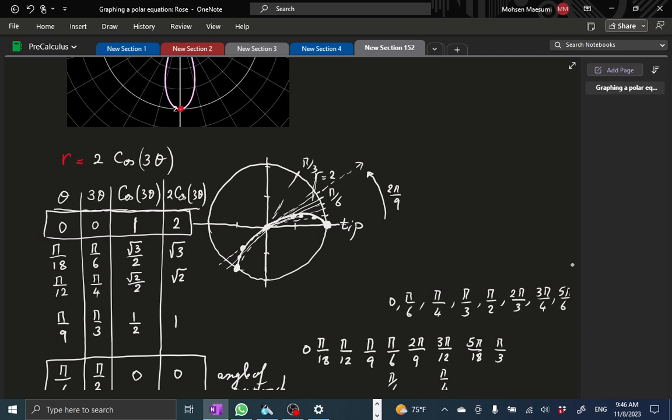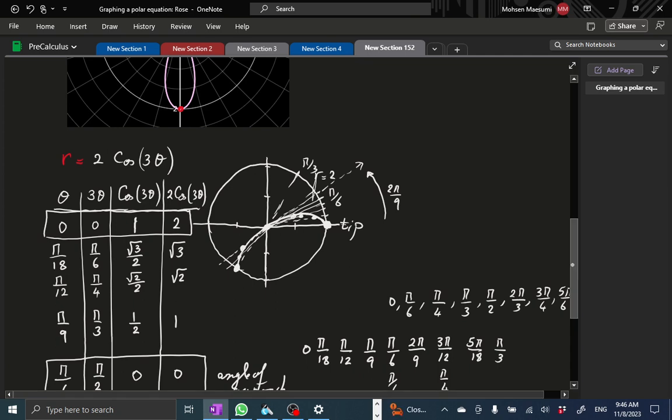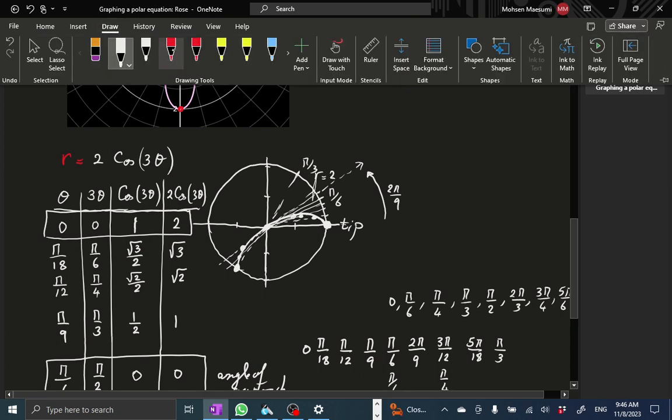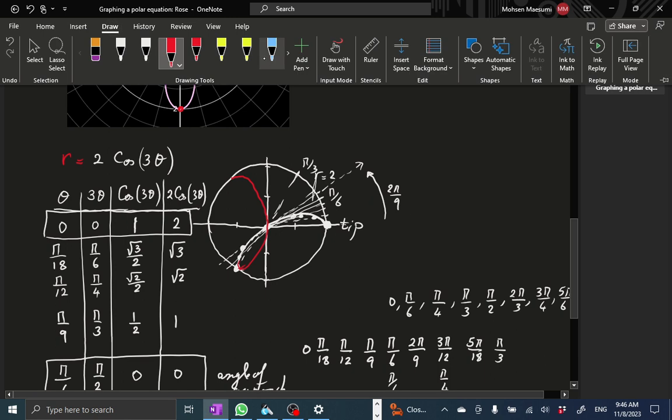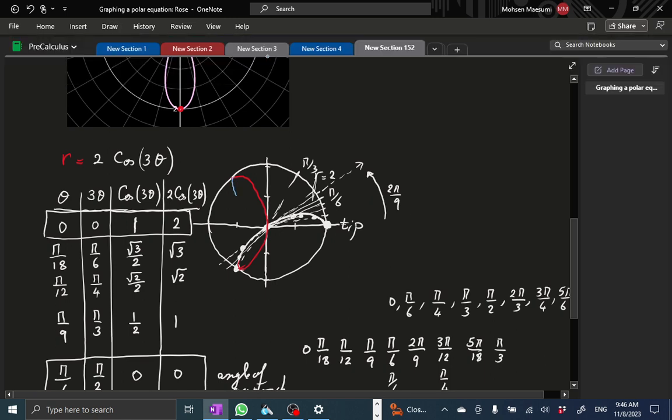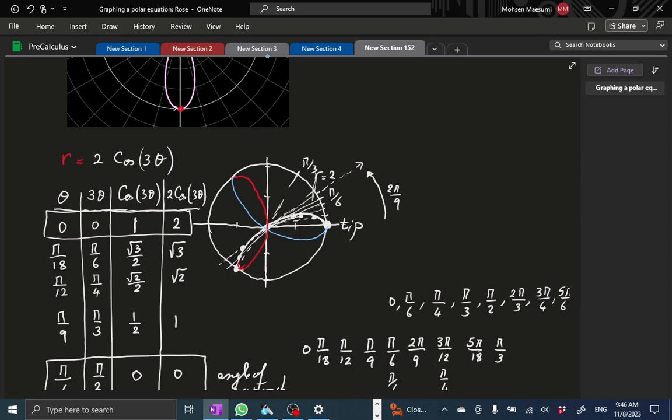tip. And if we continue, we'll have 3 more of these petals. Let me just draw them in perhaps different colors. We are going to have next, and then the next one. Let's draw it in some other color. By the time we come back, we have the rose. Okay, so this is by point plotting, seeing how the trace is developed.